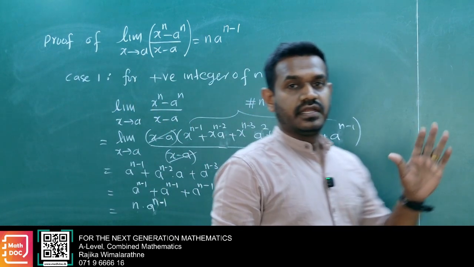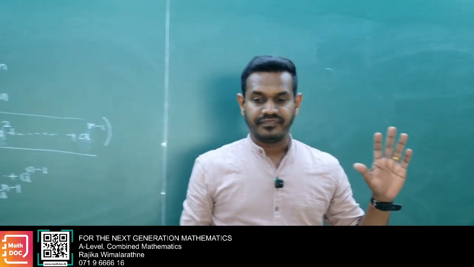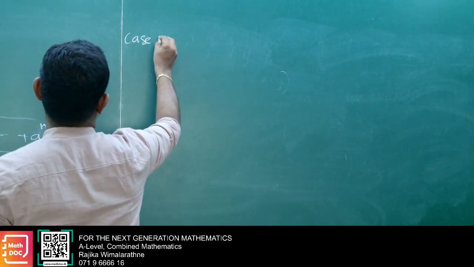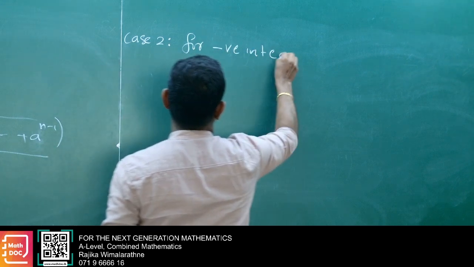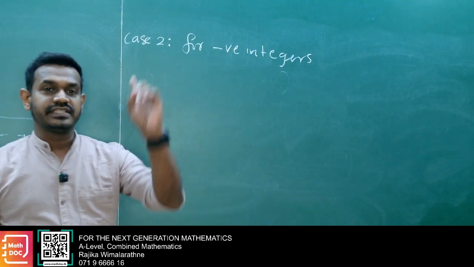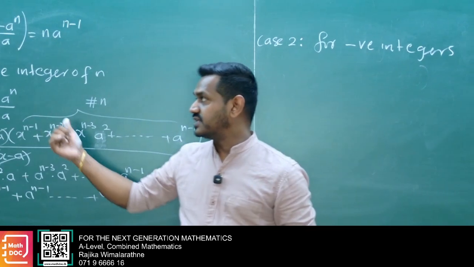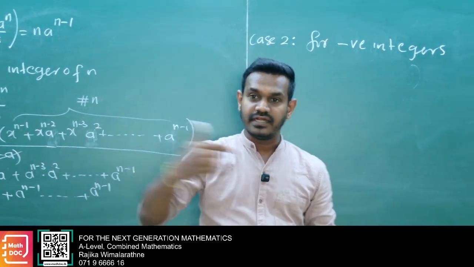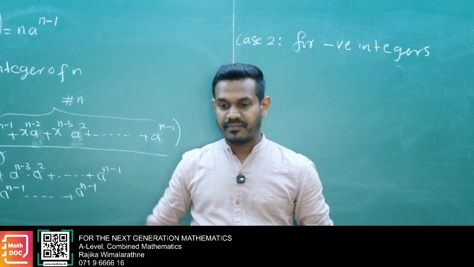Okay. Now for negative integers, see this one. Case 2, for negative integers, okay? For this case, we have now done positive integers, no? We have done positive integers. Therefore, when proving for negative integers, the positive integer proof you can apply. The positive integer case proof we can apply, okay?